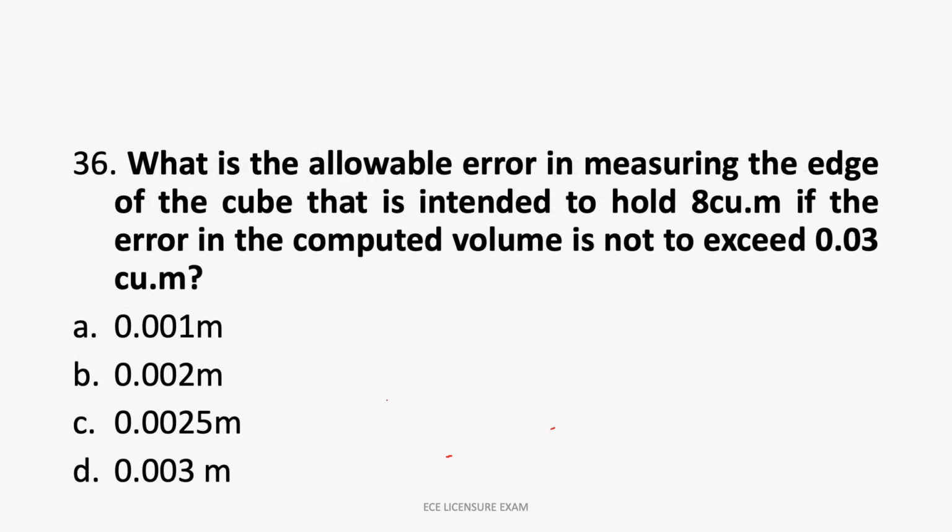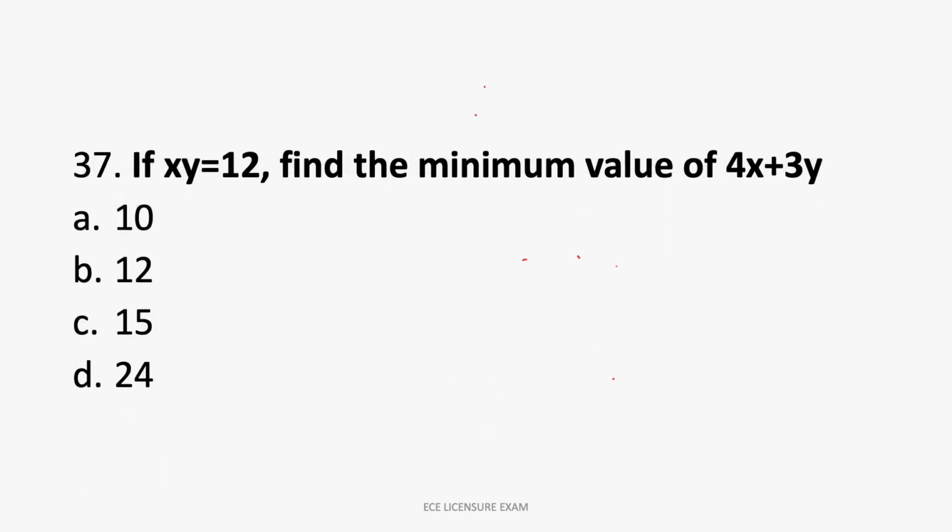What is the allowable error in measuring the edge of the cube that is intended to hold 8 cubic meters if the error in the computed volume is not to exceed 0.03 cubic meter? 0.0025 meter. If x times y is equal to 12, find the minimum value of 4x plus 3y. 24.